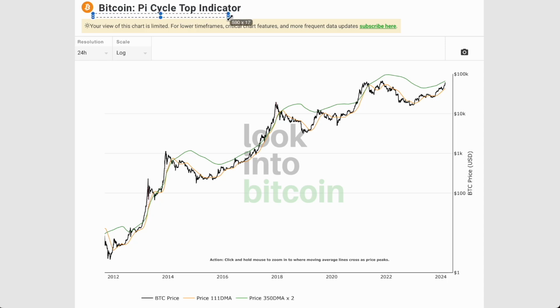In today's video, we're going to be looking at the Pi cycle top indicator and also, perhaps most importantly, a crucial resistance area here on the Pi cycle, because if you look to the past, we've always seen some sort of rejection and resistance at this green moving average. So let's dive into today's video and analyze this in a bit more detail.